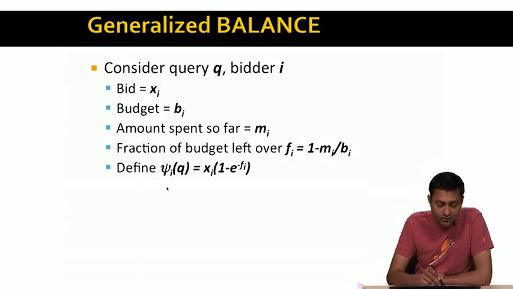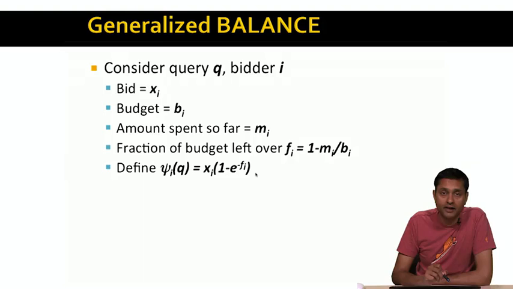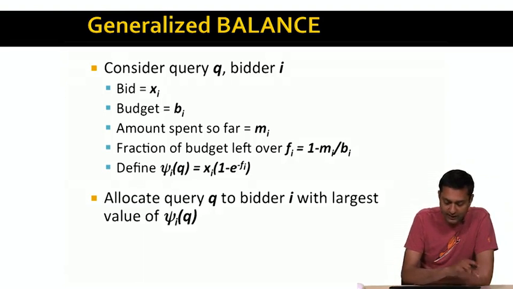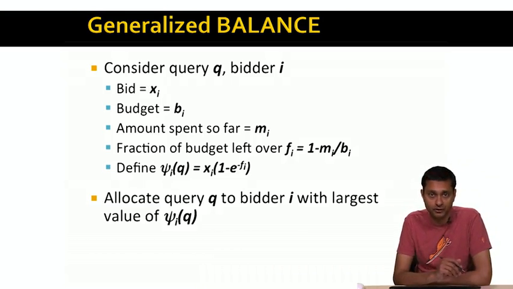Now we're going to define this new term called psi I of Q. And psi I of Q is given by this expression: Xi times 1 minus e raised to negative Fi. What we're going to do is, when a query Q comes in, we're going to take each eligible advertiser I, and compute this function psi I of Q, which is the product of the bid Xi and 1 minus e raised to negative Fi. And once we compute that, we're going to allocate the query Q to the bidder I with the largest value of psi I of Q.